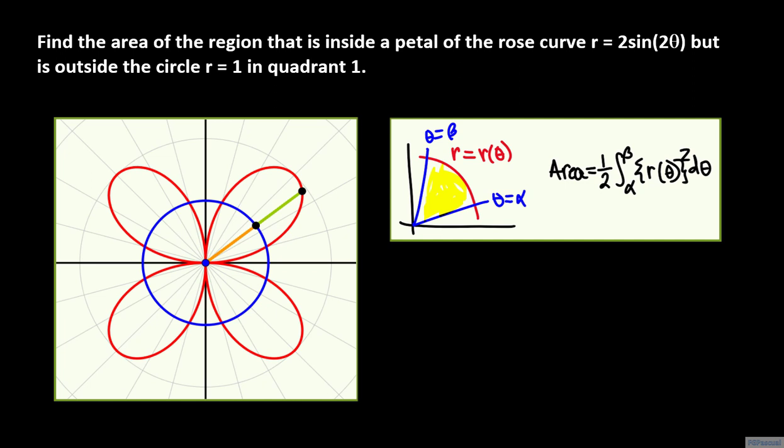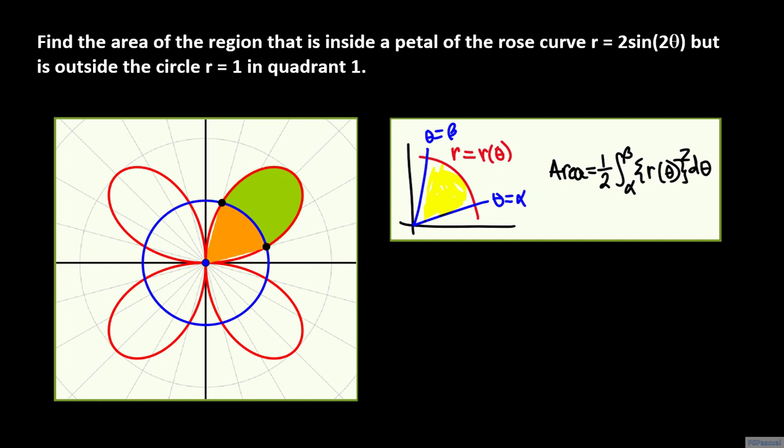Directly plugging in r equals 2 sine 2 theta for the rose curve into the integral formula, we will end up with not just the area of the green region. The value that we eventually find will be the area of the region being swept by the radial line from one point of intersection to the other point of intersection between the two curves. We will end up with the area of the union of the green region and the orange region.